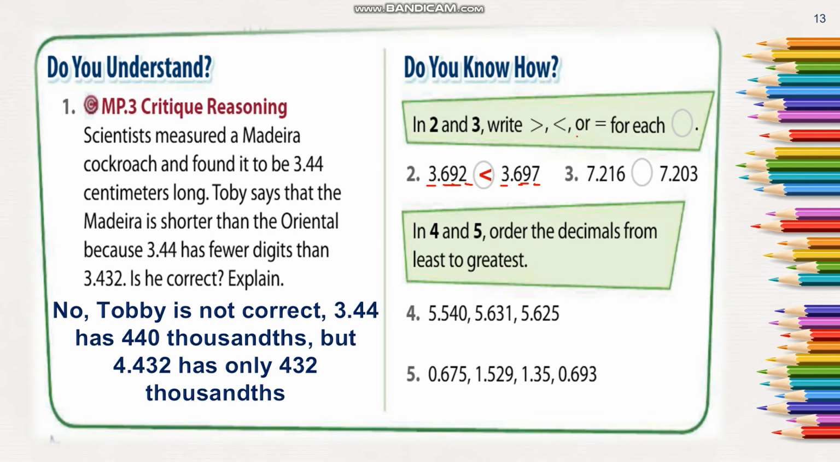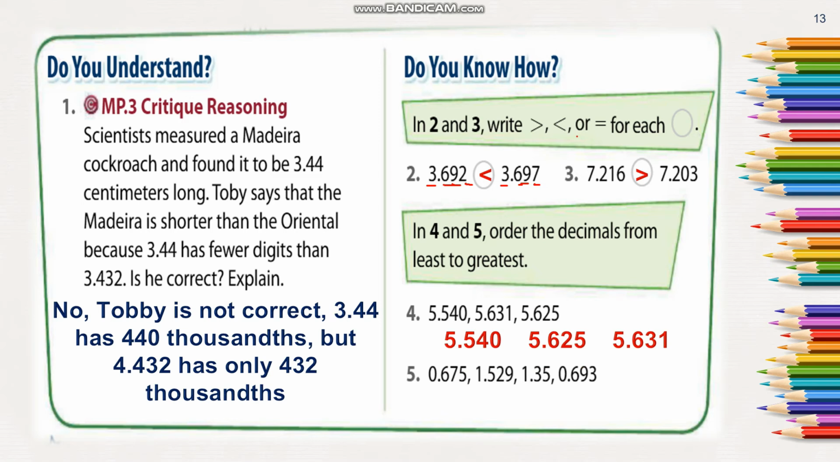Number 3, 7 and 216 thousandths compared to 7 and 203 thousandths. The answer is greater than. Next, order the decimals from least to greatest. So the least is 5 and 540 thousandths, followed by 5 and 625 thousandths, and 5 and 631 thousandths.